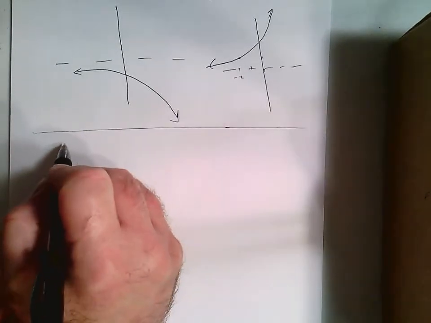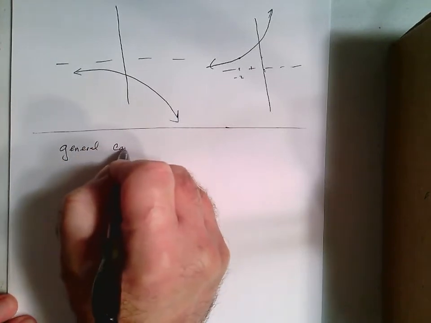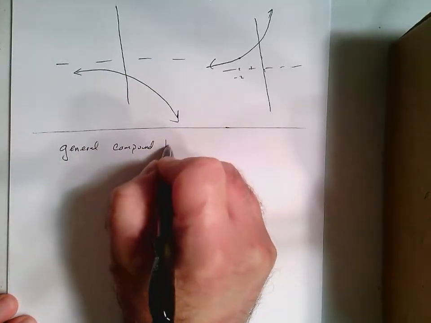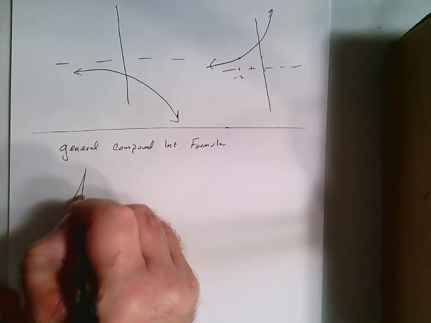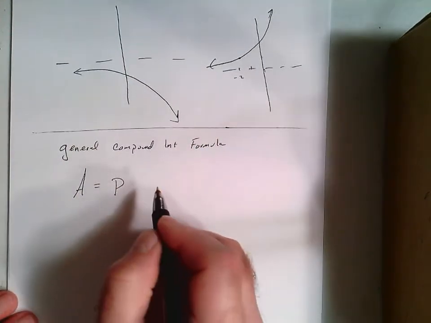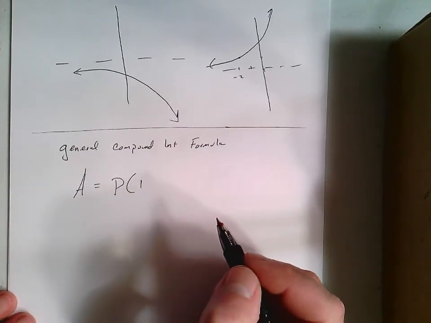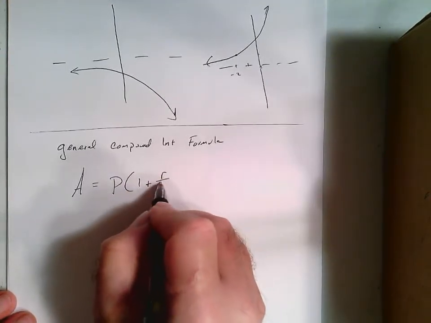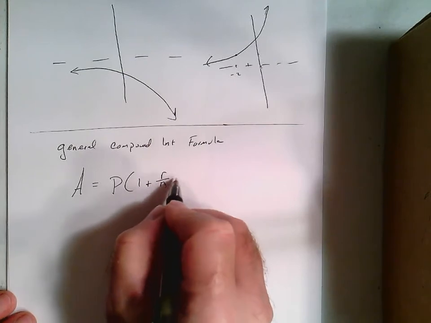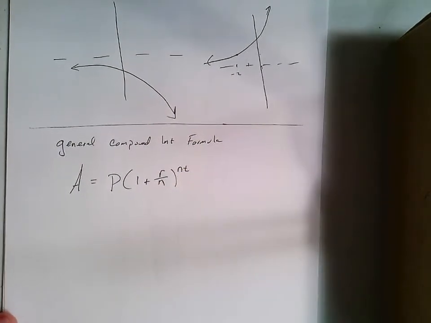So there's a general compound interest formula, which looks like this. So that's the amount is equal to the principal, which is the amount of money invested, times 1, because you're getting 100% of your money, plus your interest rate that they give you over the number of times that you're compounding, and I'll explain that in a minute. And then to the nt power. So I'm hoping that you've seen this before.